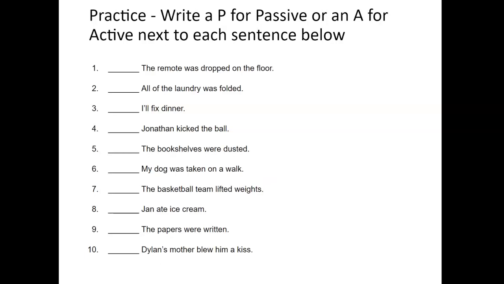Number seven, the basketball team lifted weights. Active or passive? Number seven is active. Lifted weights is our verb here. We ask ourselves who was lifting weights. It was the basketball team. It is before the verb, so that sentence is active.